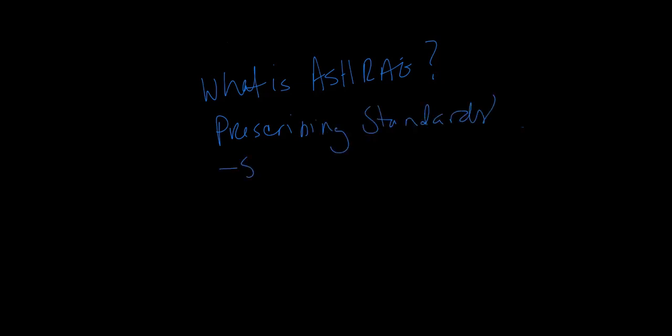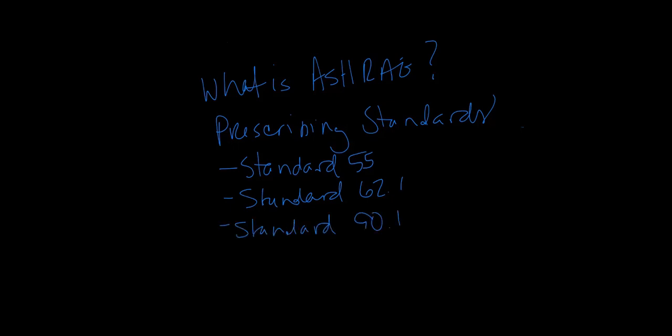Those included Standard 55, which describes the minimum requirements to achieve acceptable thermal comfort for occupants within the space. Standard 62.1, which describes minimum requirements for ventilation and acceptable indoor air quality, also in an occupied space. Then Standard 90.1, which describes minimum requirements for energy-efficient designs for buildings. Standard 170, which has been providing guidance and minimum ventilation requirements for healthcare facilities.